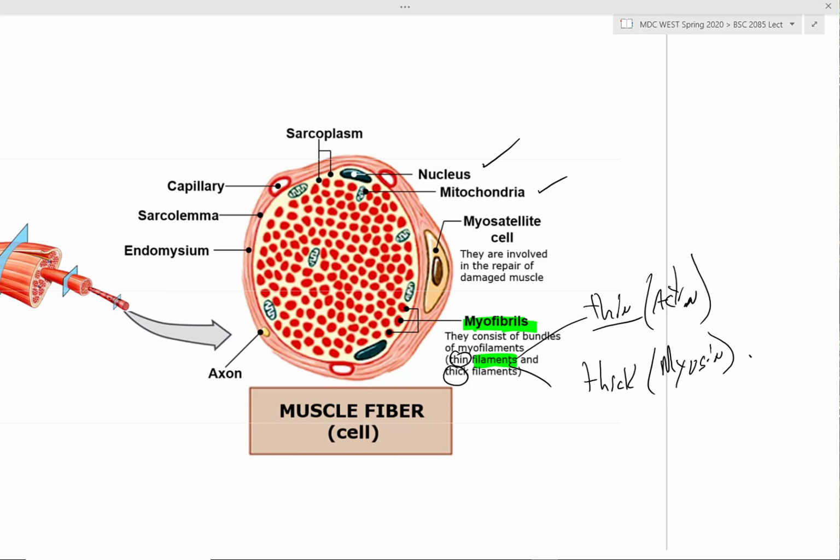The way I remember this one is, if you're thin, you can act. You're an actor. It's easier for you. If you're thick, you're the other one, myosin. If you like it, use it. If you don't like it, toss it away. It's just a way of remembering the words. Okay?